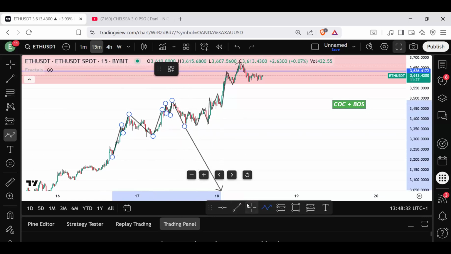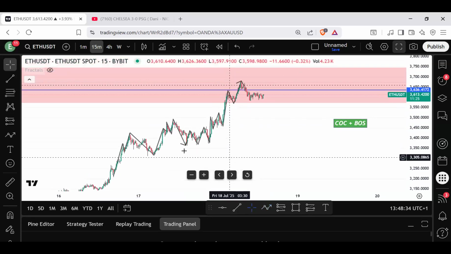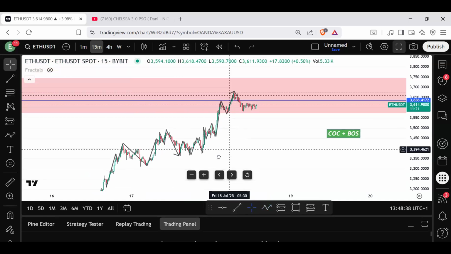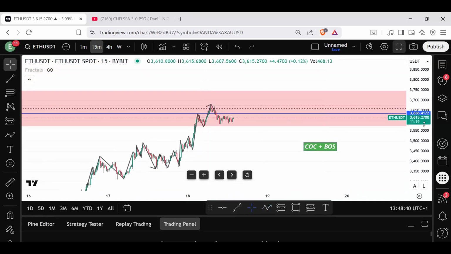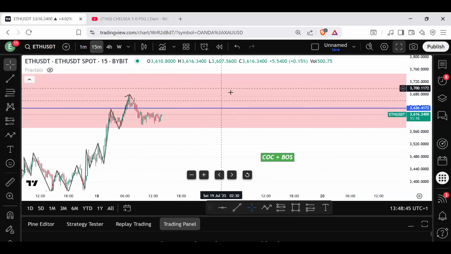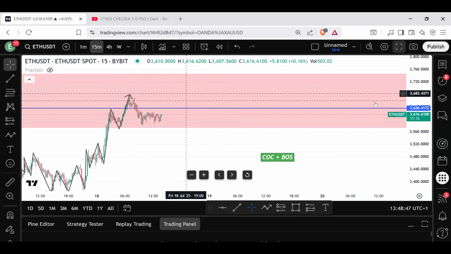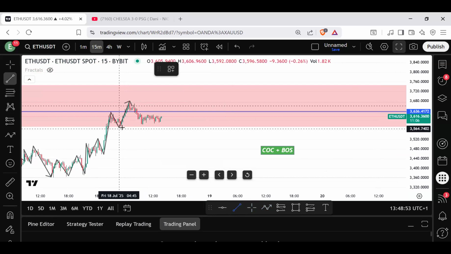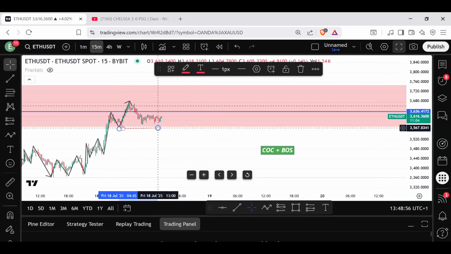Yeah, let us draw. Then after that, it's going up now. So what I want to see now, because this is a point of interest, this is where my COC will be, the inducement.